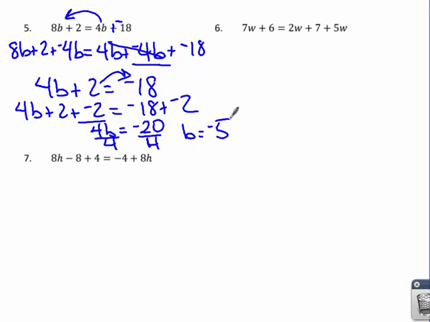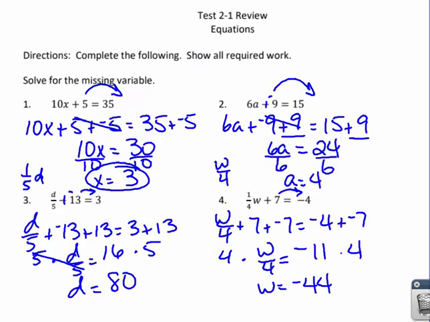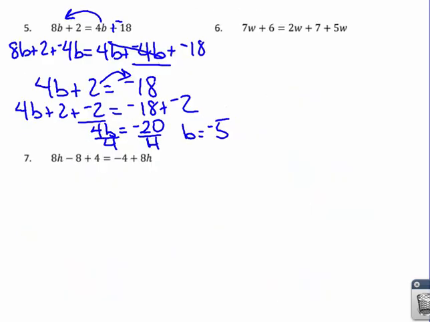Okay, so this one we just had one extra step in there from the problems that we had at the beginning on 1 through 4. Now we had to get our letters together and our numbers together. So we do the same thing in number 6, but you'll notice in number 6 we have some pre-work that needs to happen. Okay, so the 7w plus 6 is just fine.